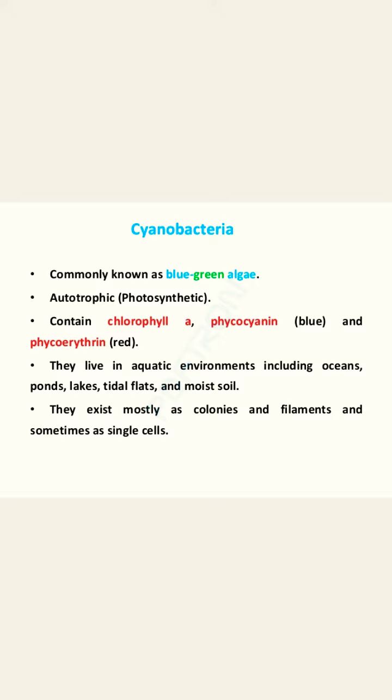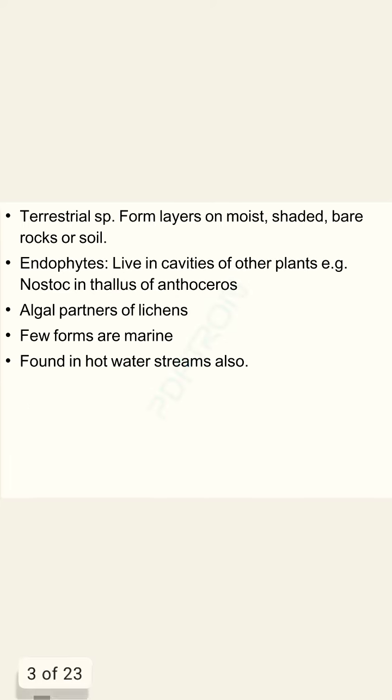Autotrophic photosynthetic, contain chlorophyll A, phycocyanin blue and phycoerythrin red. They live in aquatic environments including oceans, ponds, lakes, tidal flats, and moist soil. They exist mostly as colonies and filaments and sometimes as single cells.